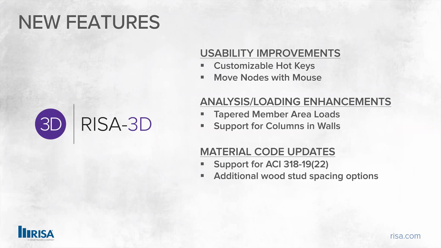So, high level here, if you want to take a screenshot, or if you miss something during the presentation, these are new features in RISA 3D that we're really excited about. First, a few usability improvements: customizable hot keys, which we'll look at, and the ability to move nodes with the mouse, tapered member area loads, and support for columns in walls. This is a workflow with RISAFloor, and we'll look at it in just a few minutes. Then some material code updates: support for ACI 318-19-22. I know, a weird name, but that's the way ACI is doing it. And some additional wood stud spacing options.